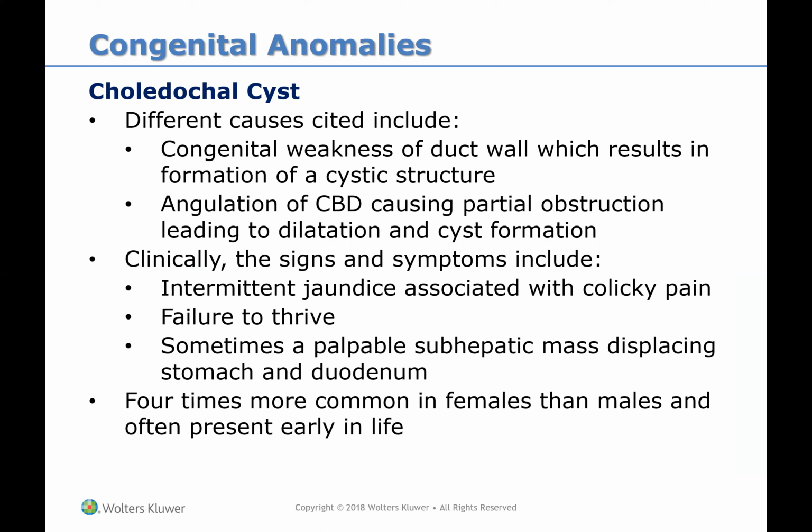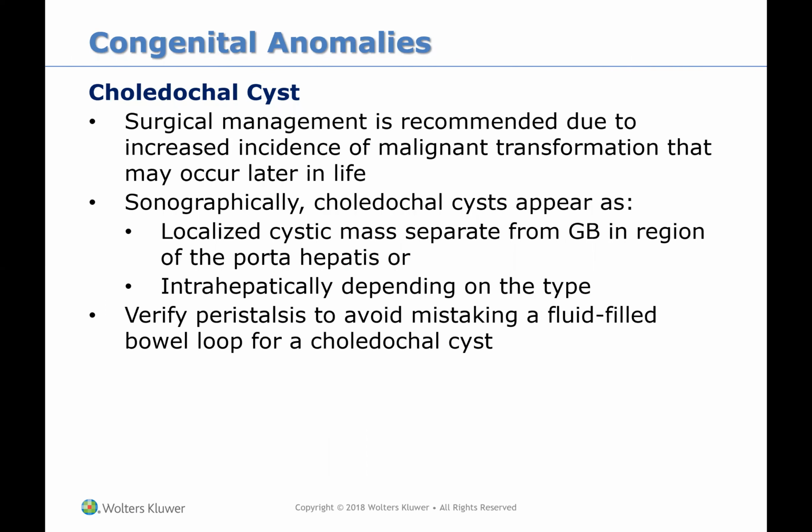Clinically, the signs and symptoms of it include intermittent jaundice associated with colicky pain, failure to thrive, sometimes a palpable subhepatic mass displacing the stomach and duodenum, 4 times more common in females than males and often present early in life. Surgical management is recommended for this.